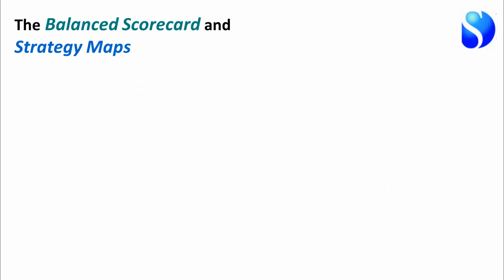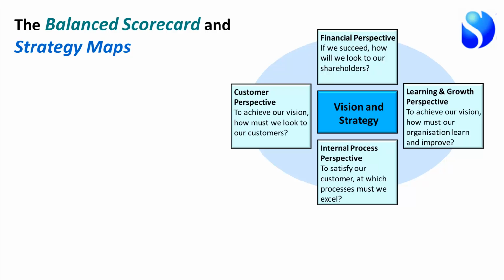Now, one pretty good attempt at this has been made with the balanced scorecard and strategy maps concepts. And in essence, here's how they work. You have the vision and strategy statement for the organization at the center of this picture. And at the top, yes, you do have the financial perspective. If we succeed in implementing our strategy, how will we look to our shareholders? What will happen to dividends and the stock price? That will only happen if, on the left-hand side, we do what we need to do to look attractive to customers so they buy from us.